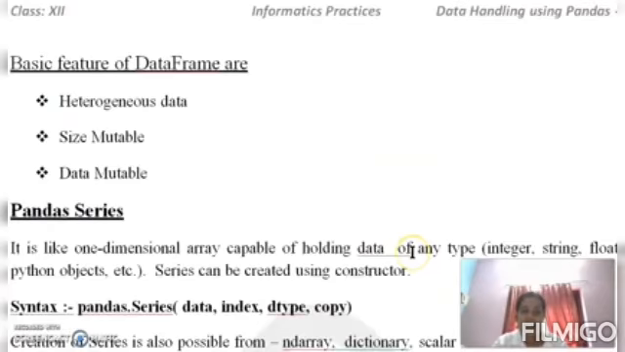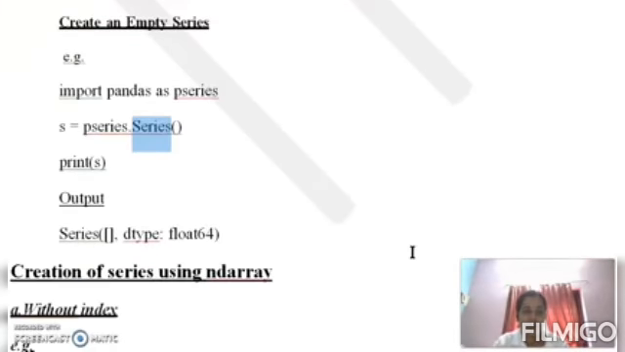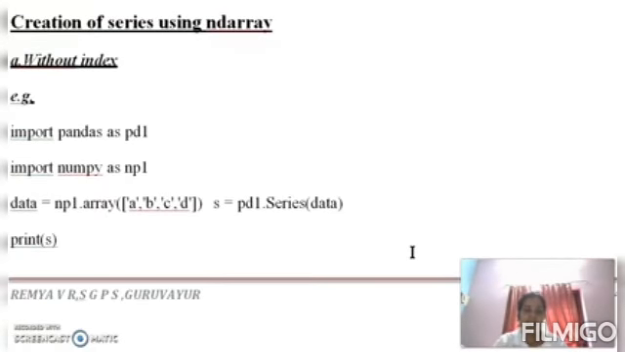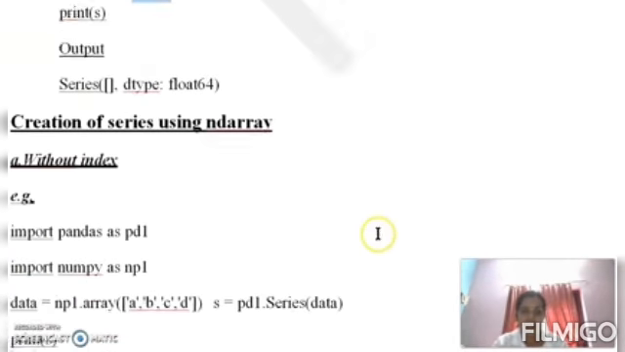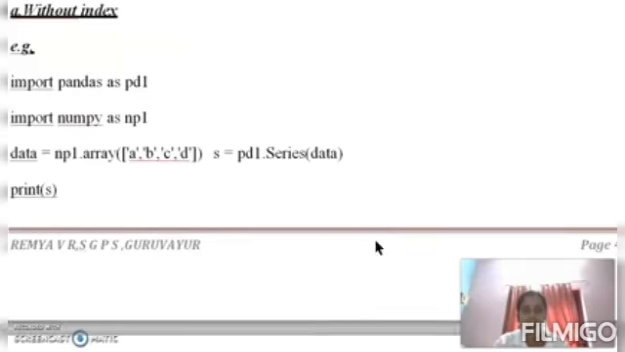So we can create a series by using three methods: by using an array, by using a dictionary, and by using a scalar value. If we are using an array, we can use two methods. First is without using index and second is with using index.